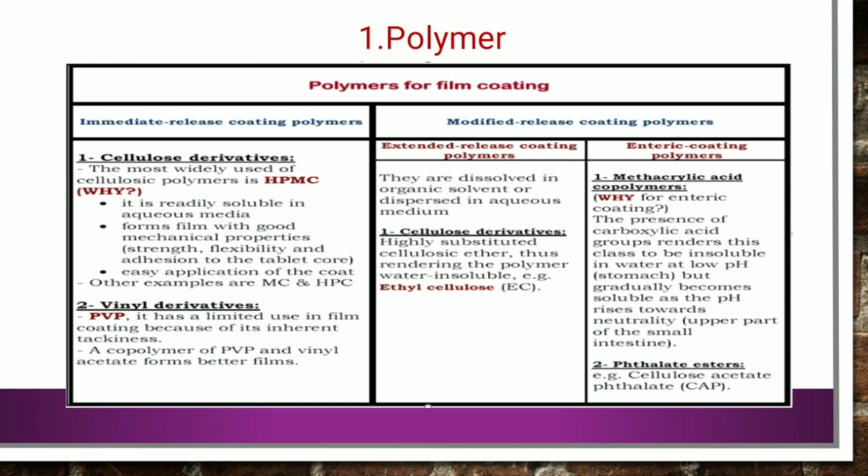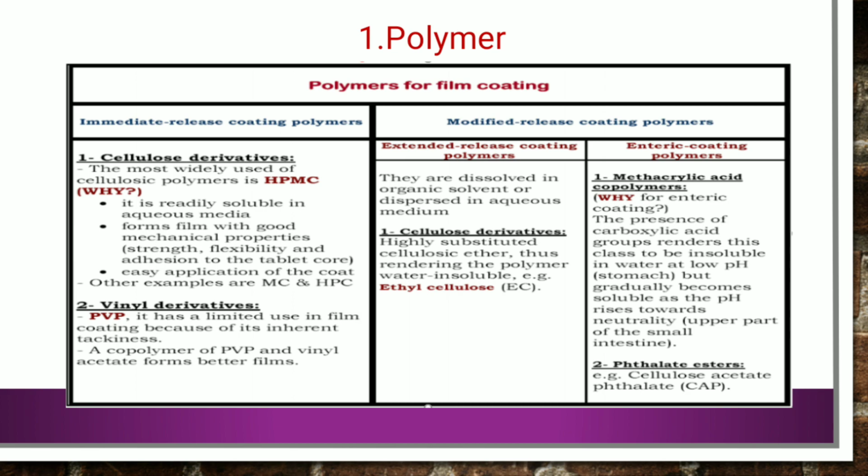Then the other polymer which is widely used as an immediate release film coating polymer is a vinyl derivative. So PVP is used as an immediate release coating polymer. However, it has limited use in film coating because of its inherent tackiness. A copolymer of PVP and vinyl acetate forms a better film.